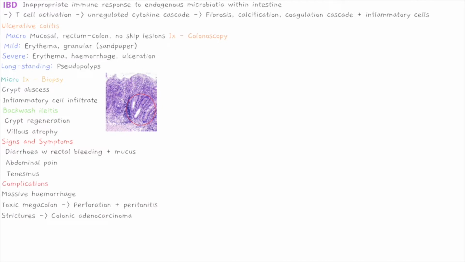An important but uncommon one is massive hemorrhage. Toxic megacolon can also result in perforation and peritonitis. Also due to strictures and just general cell disruption, colonic adenocarcinoma can develop.